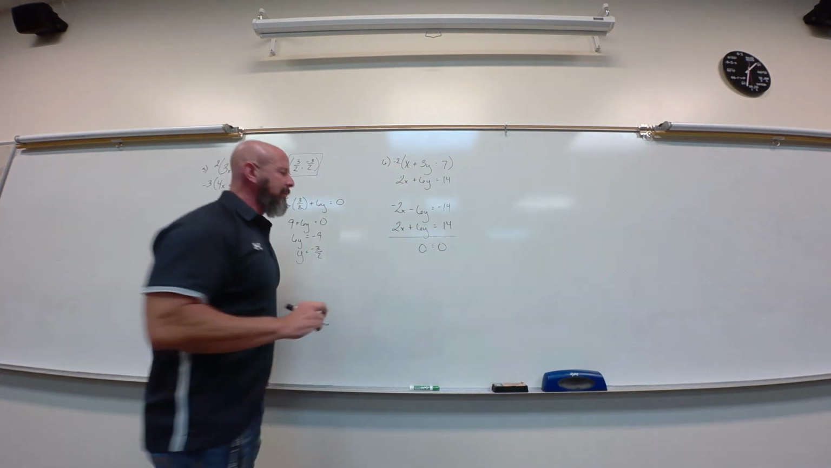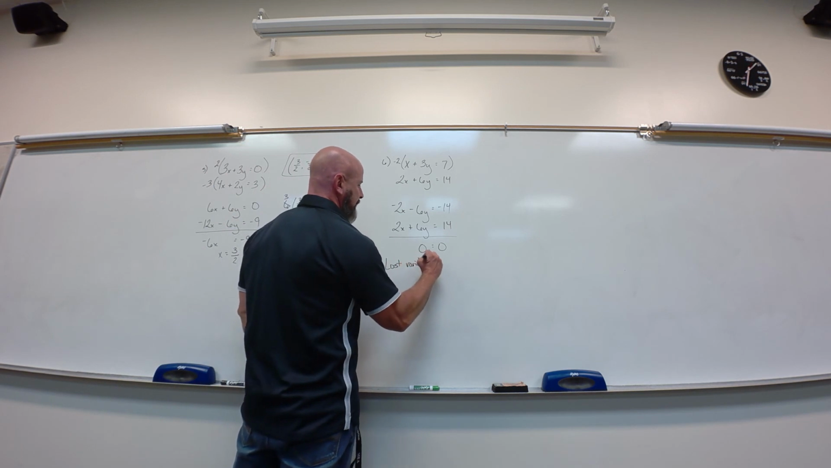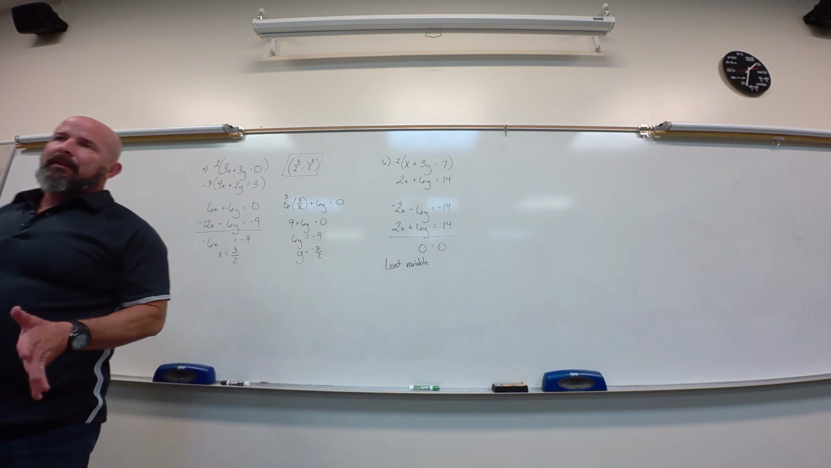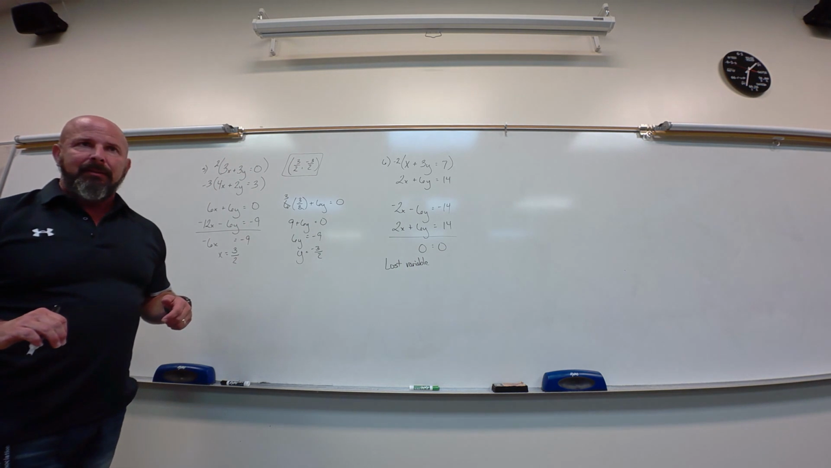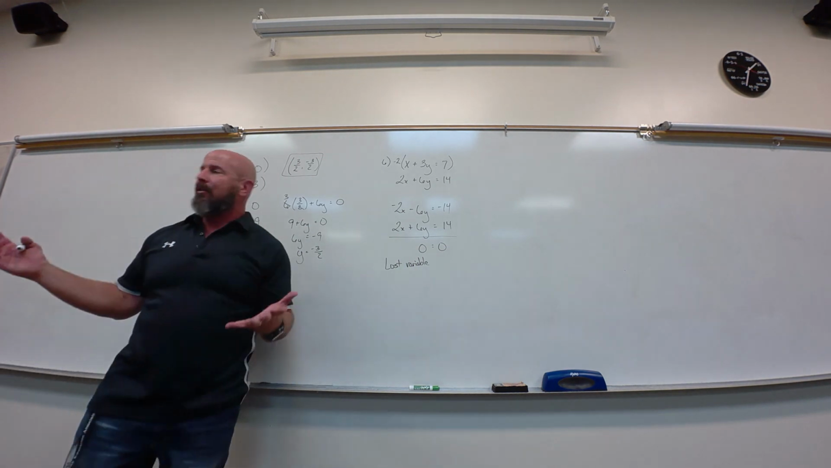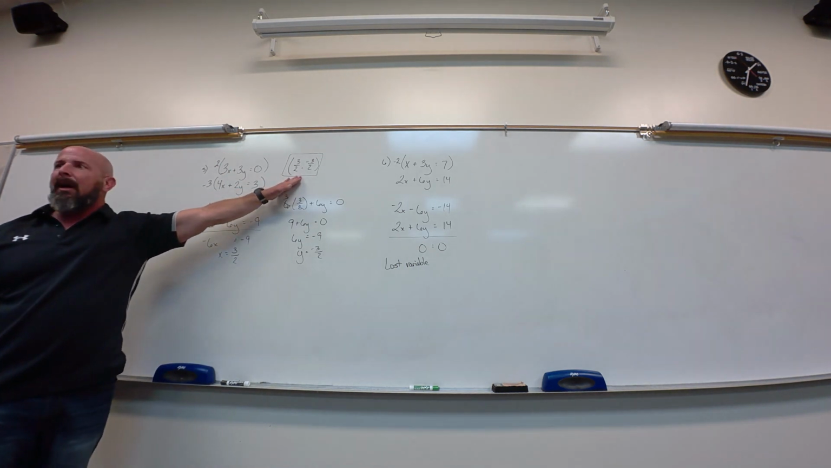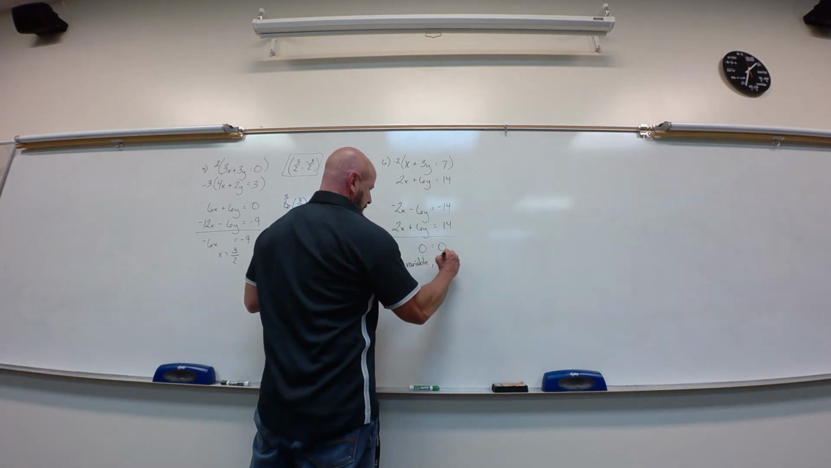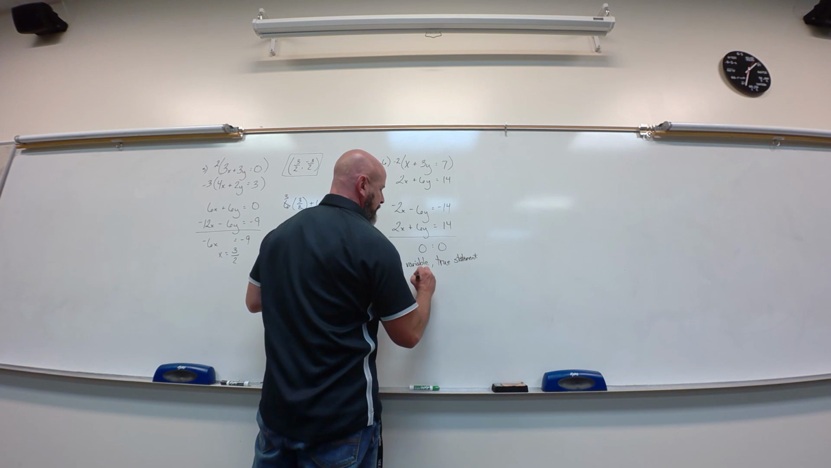So when I lose my variable, obviously when I added them out, the x's and y's went away. That's fine. I need to examine what's left. If I lost a variable, I don't have an x or a y to solve for, which means I'm not going to get an ordered pair. If I lose the variable and I have a true statement, this would be infinite solutions.